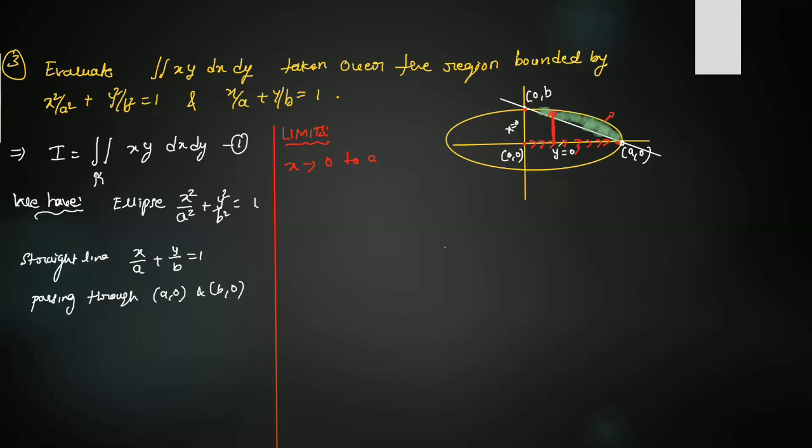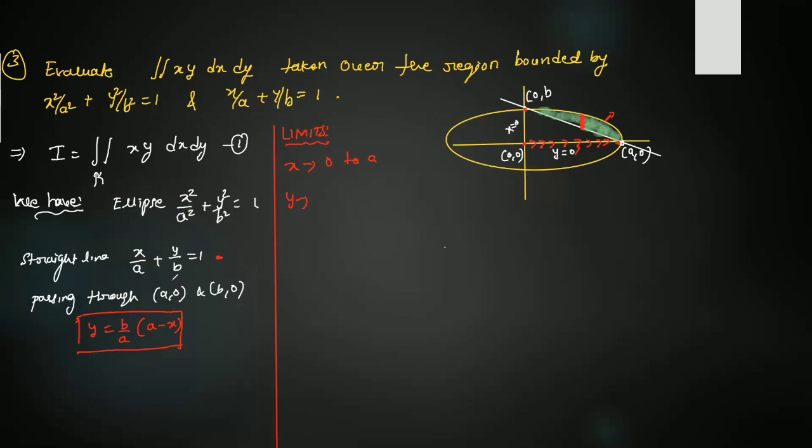You said 0. Does this come in our bounded region? No, only the shaded one. What is the lower boundary here? This straight line. Upper boundary is this curve. So what is the equation of this straight line? We have to rewrite. We can rewrite this as y is equal to b by a into a minus x.